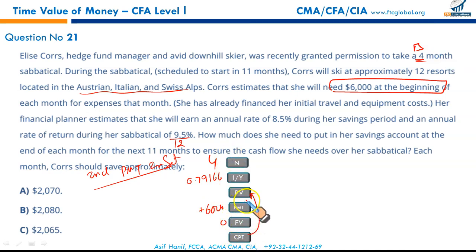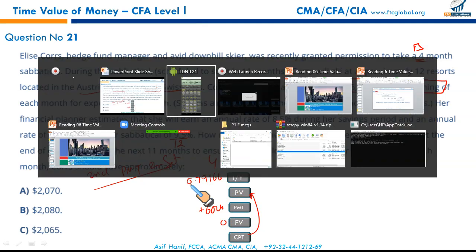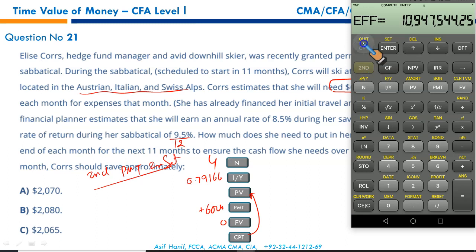Let us first calculate the present value and then we will calculate the second aspect to it. And here we go. Second, PMT, second enter. Now it's in the beginning mode. 4 is the period, N equals 4. Interest rate on a monthly basis is 0.79166.